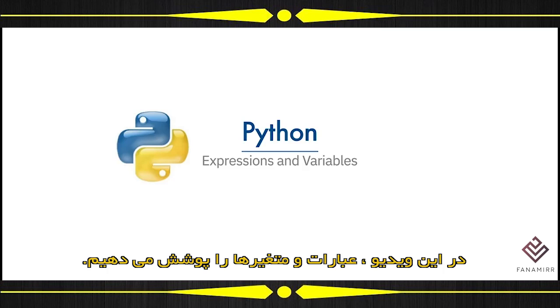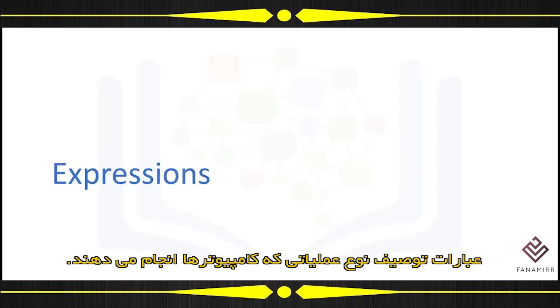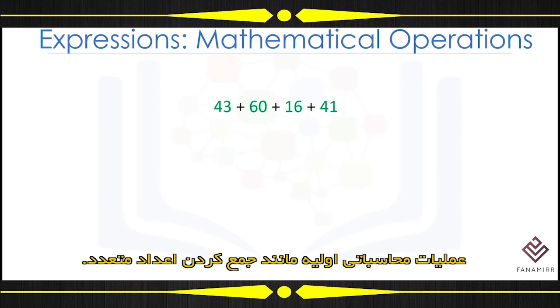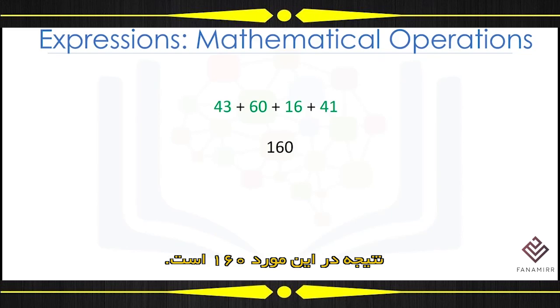In this video, we'll cover expressions and variables. Expressions describe a type of operation that computers perform. Expressions are operations that Python performs. For example, basic arithmetic operations like adding multiple numbers. The result, in this case, is 160.